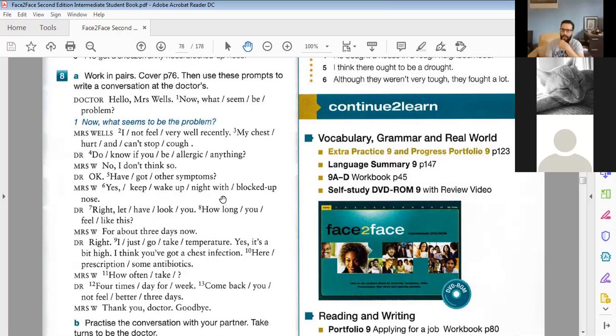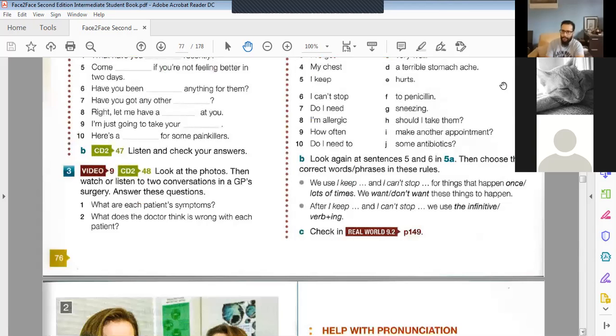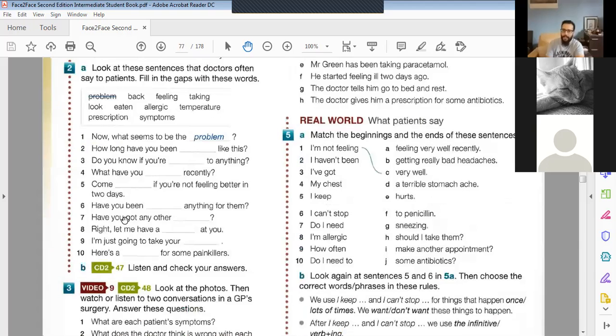So work in pairs, cover 76. Use these prompts. Let's see the prompts in the first example. Doctor: hello, Mrs. Wells. Now, what seems to be the problem? So this is what's missing. Of course, is it based on the previous page? I think it's based on the questions from the previous page. Let me just check. Yeah, they are based on number 2.